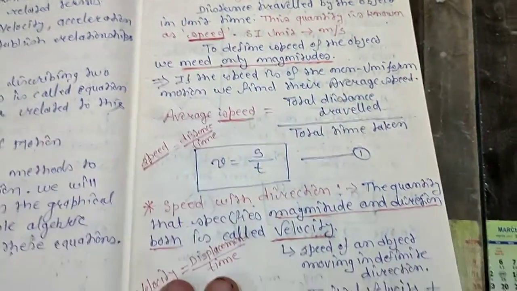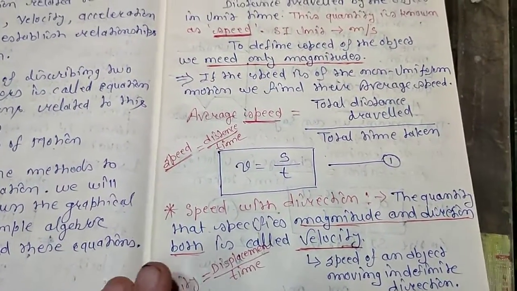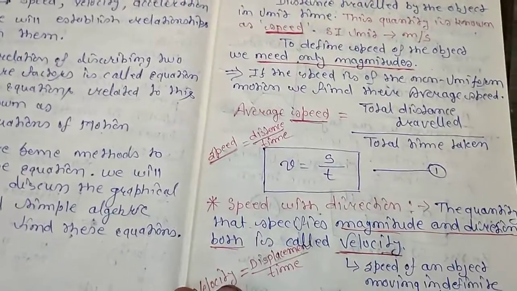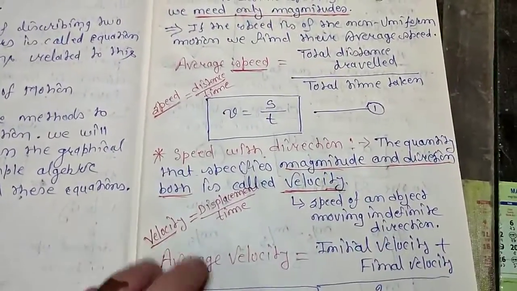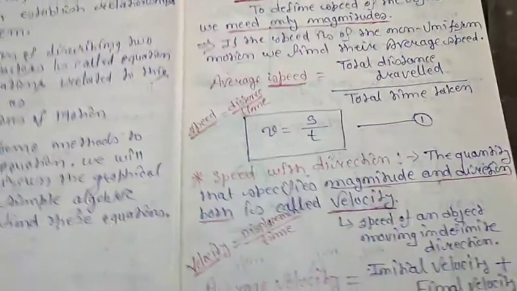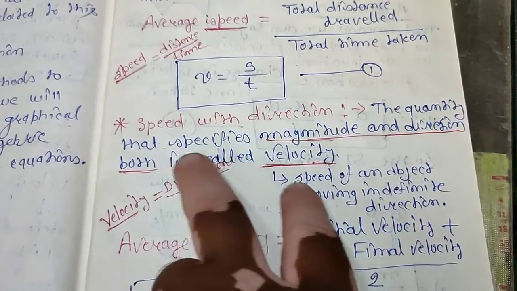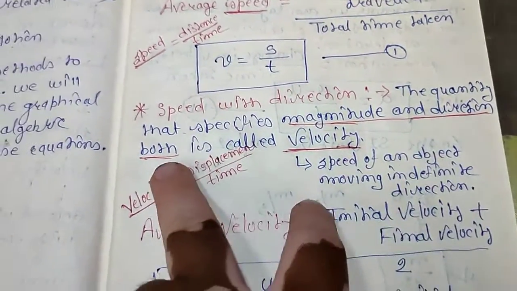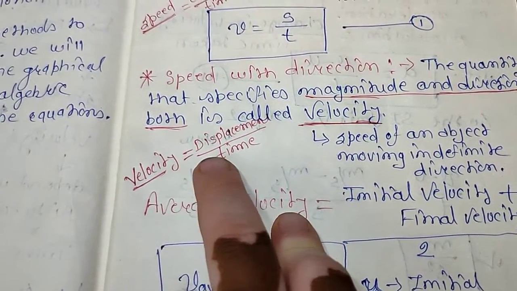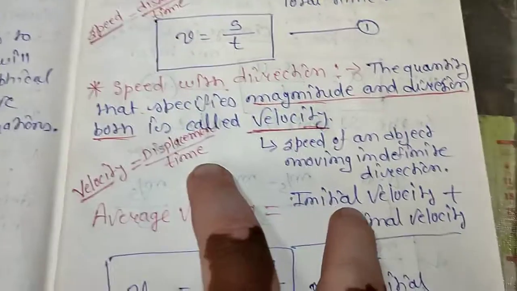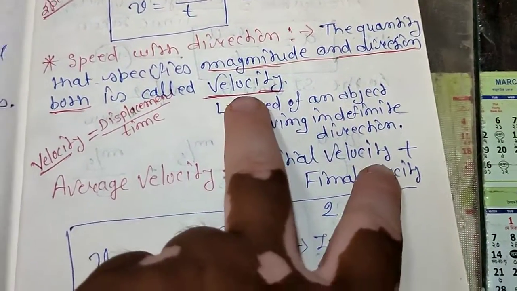magnitudes. What would happen when the speed is given with direction also? As we have discussed earlier, there are two kinds of quantities, vector and scalar. Speed is a scalar quantity, but velocity is a vector quantity, and that needs both magnitude as well as direction. So the speed with direction, the quantity that specifies both magnitude and direction, is called velocity. We have also discussed earlier that velocity is nothing but displacement over time. So the speed of an object moving in a definite direction is called the velocity.